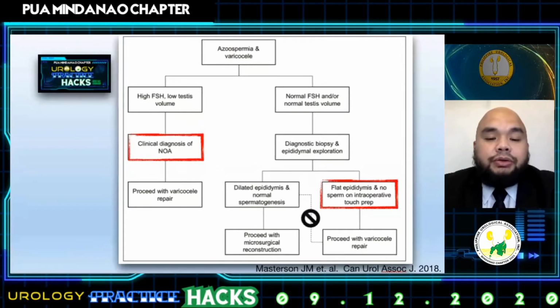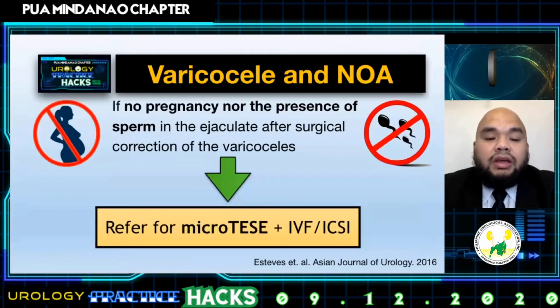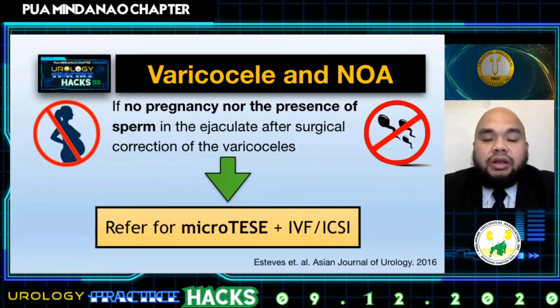But make sure you do varicocelectomy only in men with non-obstructive azoospermia, meaning in those men with high FSH, small testes, and flat epididymis, and not in men with obstructive azoospermia. If no pregnancy nor the presence of sperm in the ejaculate after surgical correction of the varicoceles, refer this patient for sperm retrieval in the form of microdissection testicular sperm extraction with IVF.